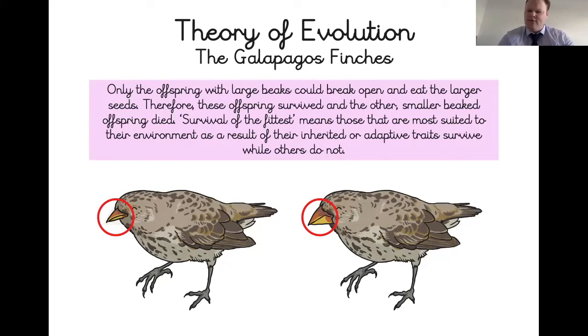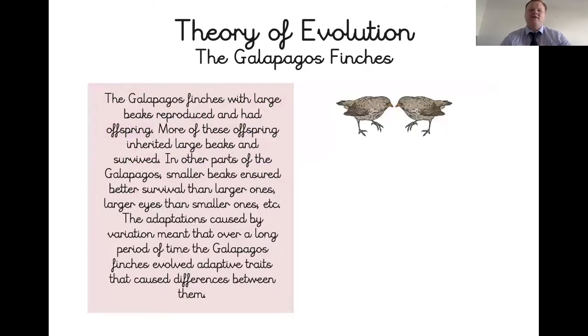And there's that word again from our last lesson, inherited. Things which you are given down from your parents through what we now know as DNA. Now, the Galapagos finches with large beaks reproduced and had offspring. So now you've got the male and the female reproducing, both had large beaks, so their offspring will inherit large beaks too. Now, more of the offspring inherited large beaks and survived.